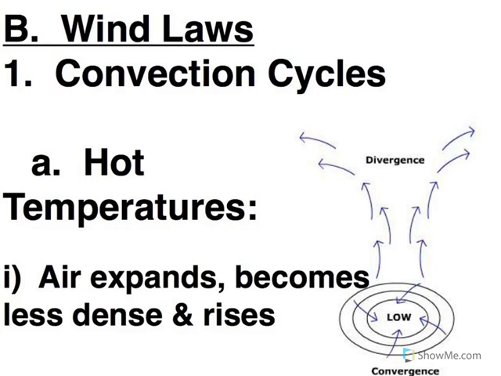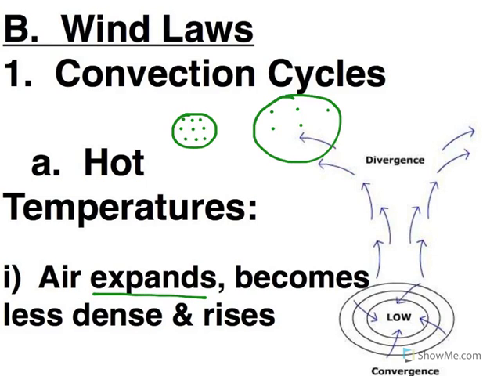When air is heated, it's going to expand. So when you have a volume of so many air molecules, so in this example 9 air molecules, and that volume expands, you've still got 9 air molecules, but they're a lot more spread out. So that creates a low density.